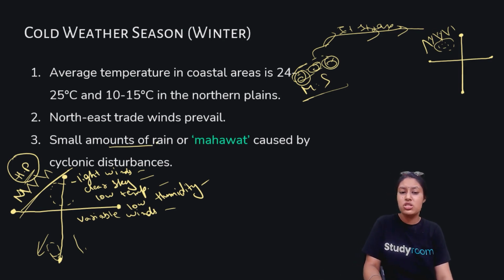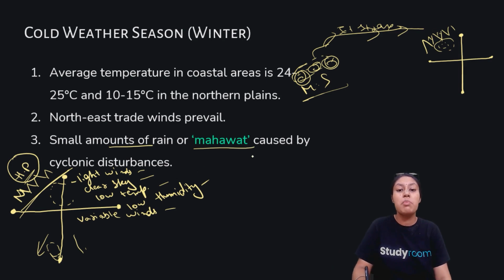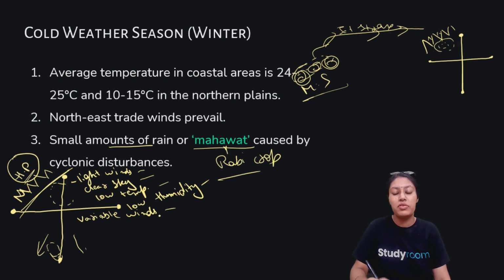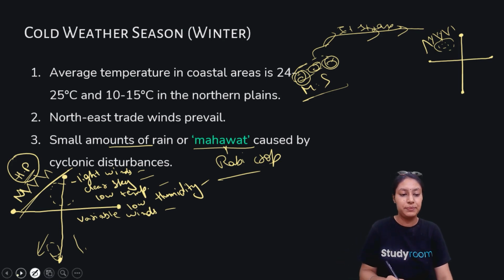Yes, so not very much, but small amounts of rain, which we call Mahavat, are caused by cyclonic disturbance, and these are very important for the Rabi crop. Okay, these are very important for the winter crop. The festival is also being celebrated. Okay, so this is about the cold weather season.